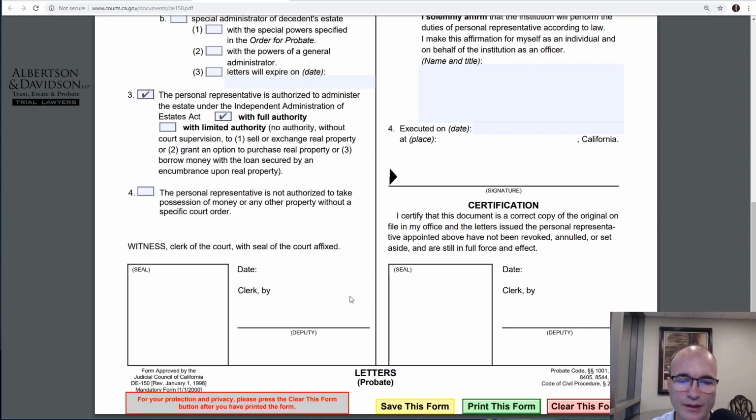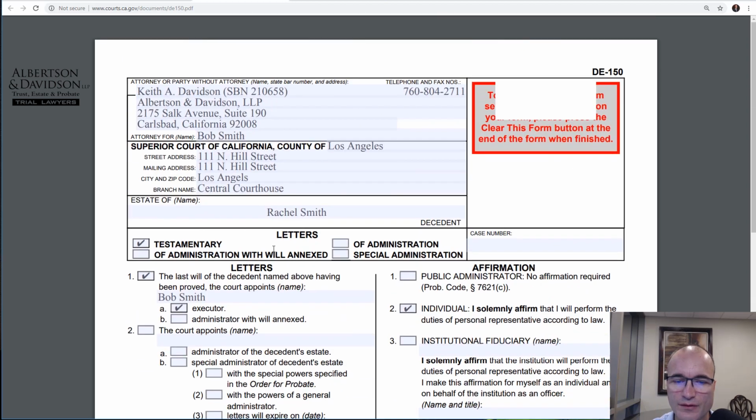You can go to the court. The court doesn't call them originals. The court calls them certified copies. So the certified copies will have a red seal down here. They charge for that. It's more money to get a certified copy, but you're going to have it. So it doesn't hurt to start off with 4, 5, 6 certified copies from the court when you get your letters. So you can save this form. You can print it. Once you have your letters issued by the court, now you're good to go.